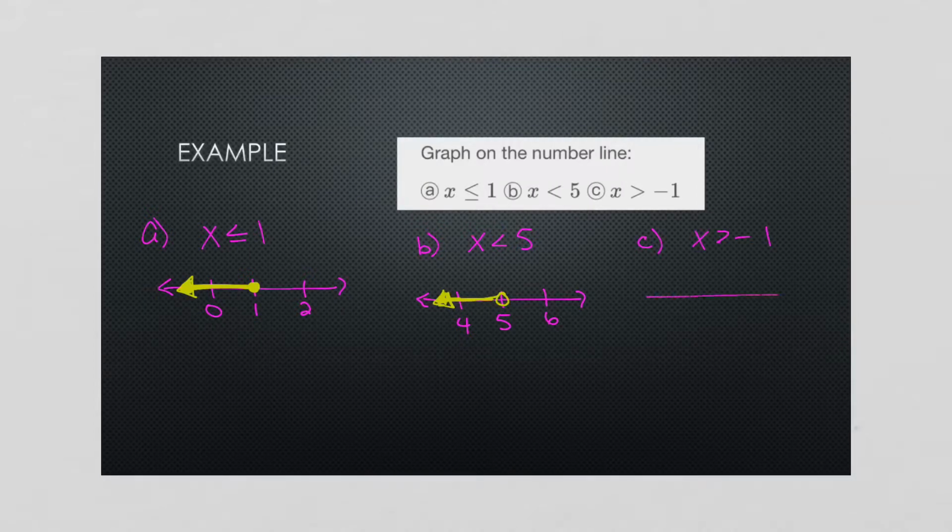Alright, so on x is greater than -1. Be careful how you label these. Make sure that your numbers are in the proper order. And because we don't have the equal to symbol underneath, we want to put an open circle there at -1. And the greater than means you want all the numbers that are bigger than -1. Alright, so there are those 3 graphed on a number line.